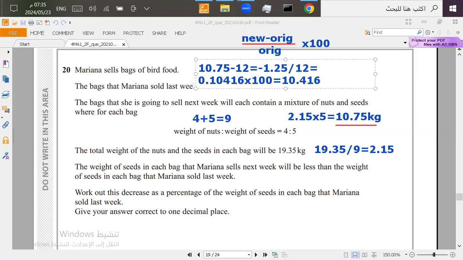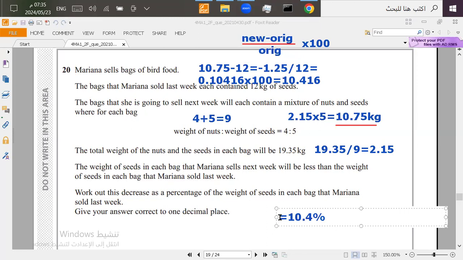And they need the answer rounded to one decimal place. So in the answer, I'm going to include the first decimal place only. Then I look at the number after it, which is a 1. It's small, so it's going to be removed without adding anything. So the final answer will be 10.4%. And of course, it's a negative, which means it's decreasing.